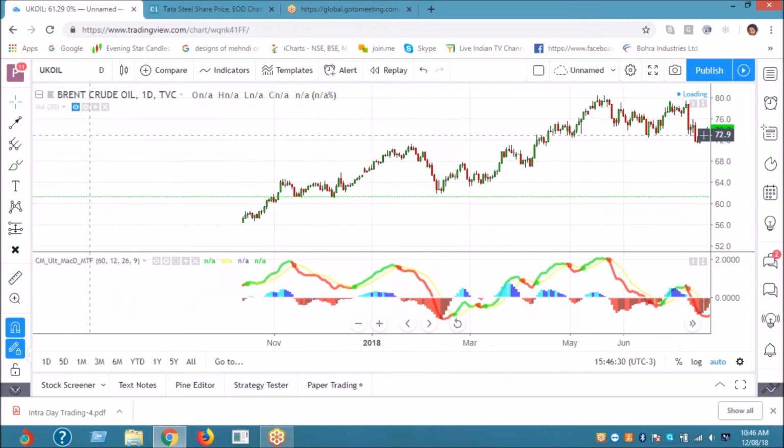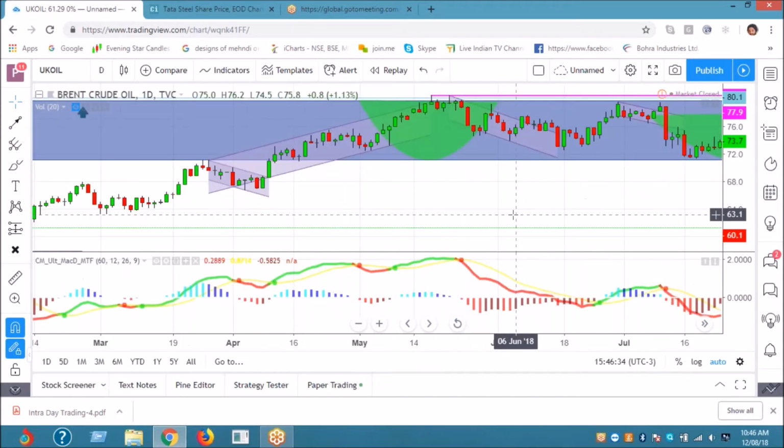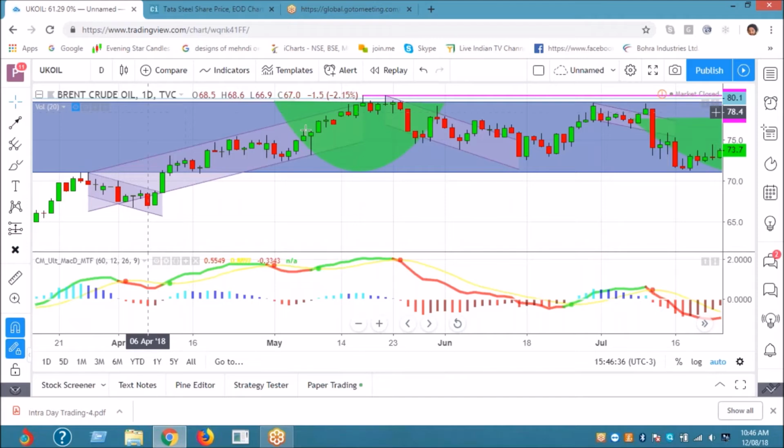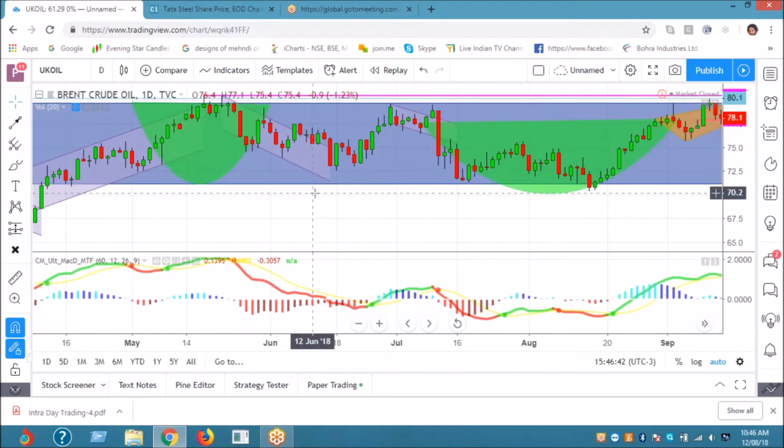Hello. Hi. The intraday strategies which we discussed today, does that work on indices as well, like Nifty and Bank Nifty, or is it only stocks?